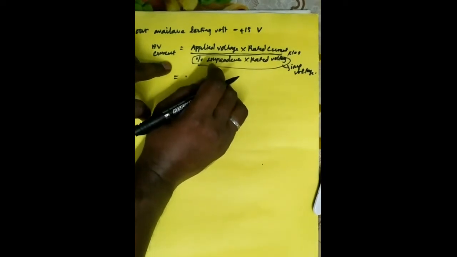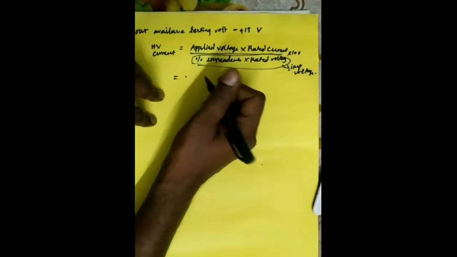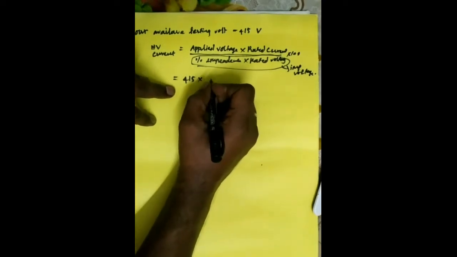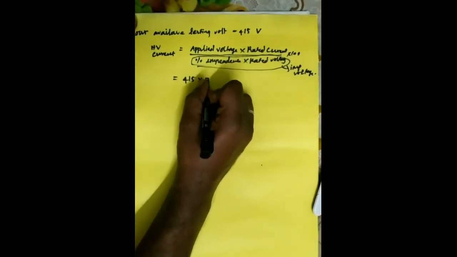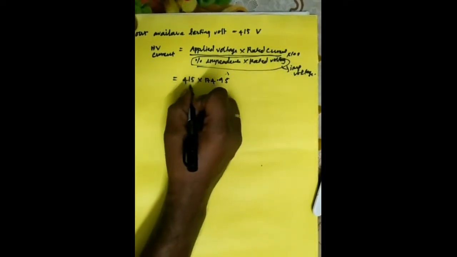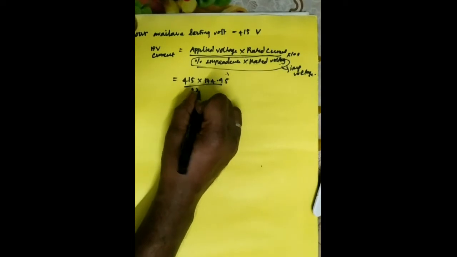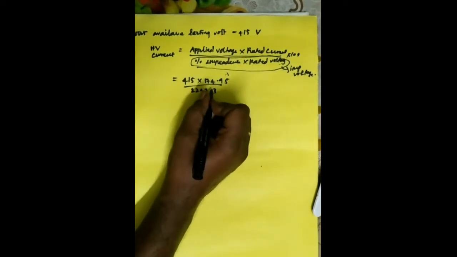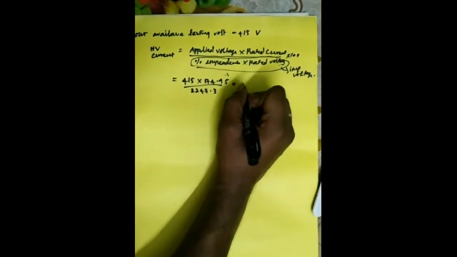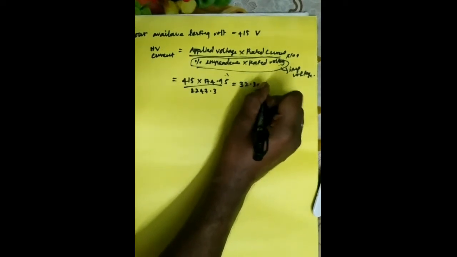Now we are going to find out the current which will flow when we apply 415 voltages. Okay, so applied voltage is, we are applying 415 volt, into rated current. What we have found out is 174.95, which is rated primary full load current, divided by impedance. This is nothing but impedance voltage. Previously I have calculated as 2247.3. So if you derive it, you will get 32.30 amps.